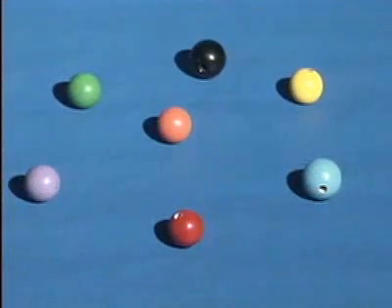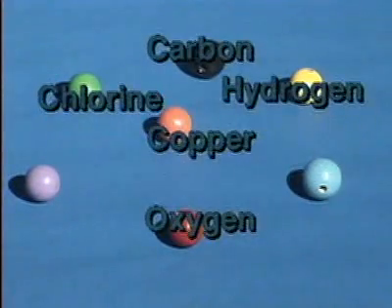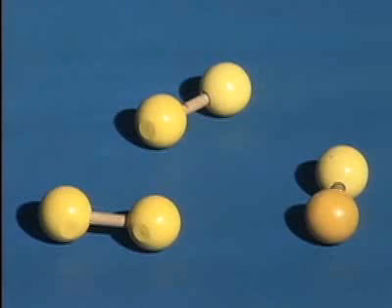Recall that elements are substances made up of only one kind of atom. Although atoms are actually very complicated, we can represent them simply by wooden balls. Each element can be represented by a different color. Atoms have a habit of attaching themselves to other atoms.